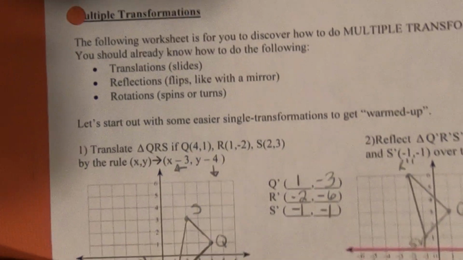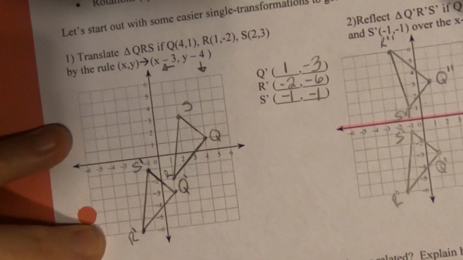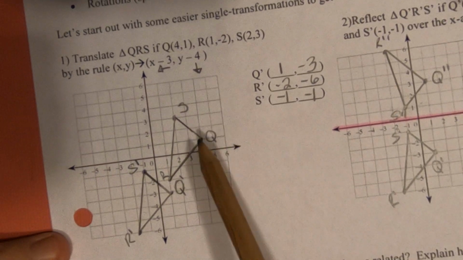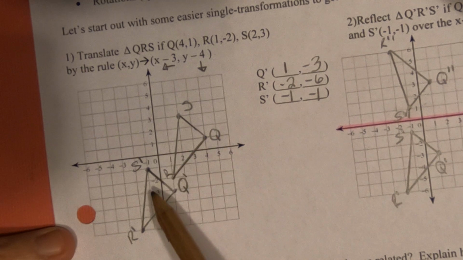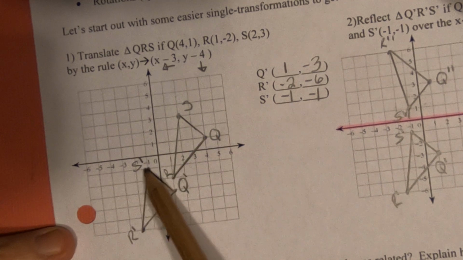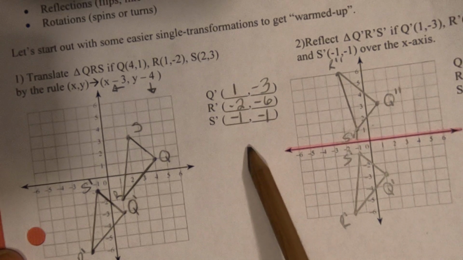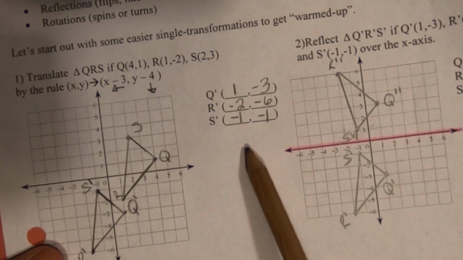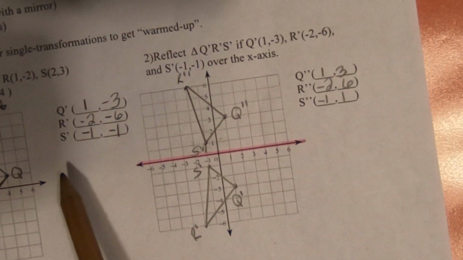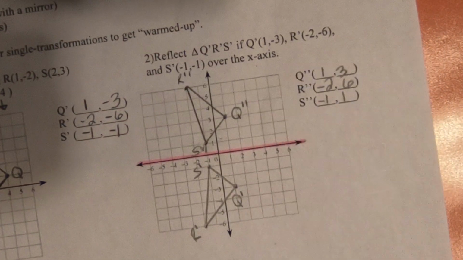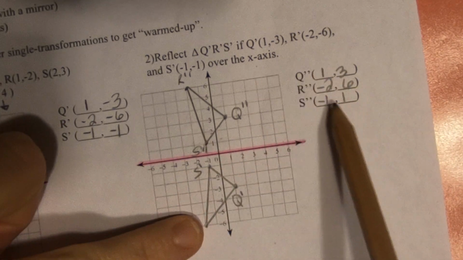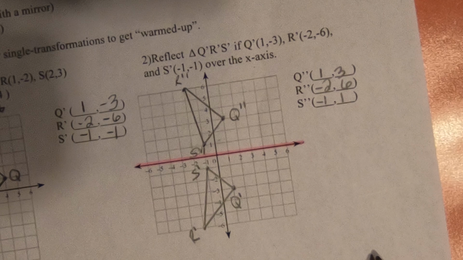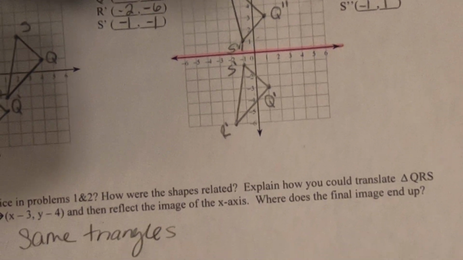Now that you have that completed, okay, so if we translate triangle QRS here, left 3 and down 4, we're going to get Q prime, R prime, S prime with these points. Okay, so check those. If you need to pause this video anytime, you can do that. So then if we reflect over the x-axis, like we were talking about, you're going to get these points. Okay, so what did you notice about problem 1 and 2?